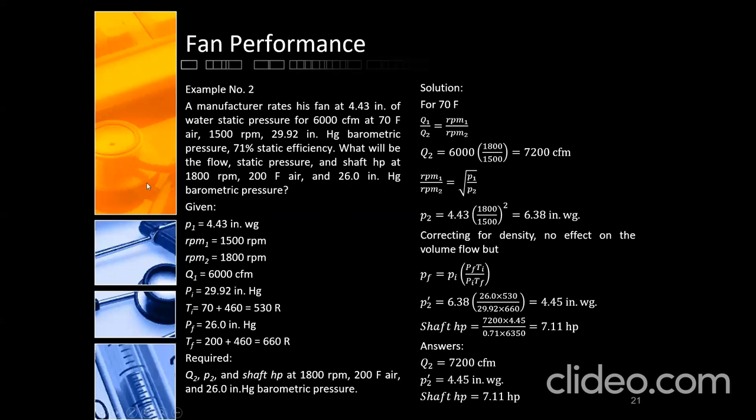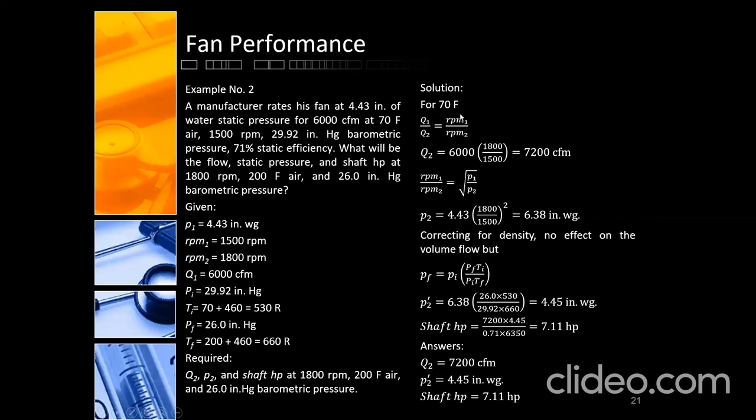So, given P sub 1 is 4.43 inch water gauge, RPM 1 is 1,500 RPM, RPM 2 is 1,800 RPM. Q1 is 6,000 CFM, P sub I is 29.92 inch mercury, so initial. T sub I is 70 plus 460 or 530 Rankine. P sub F is 26 inch of mercury. T sub F is 200 plus 460 or 660. Okay, so nag-iba, di ba? Nagbago lahat. Halos lahat, RPM. Required: Q2, P2, and shaft HP at 1,800 RPM, 200 Fahrenheit air, and 26 inch barometric pressure.